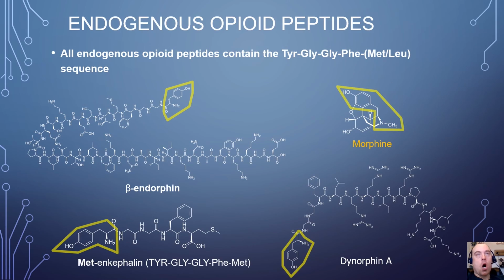Okay, all endogenous opioid peptides contain this tyrosine, glycine, phenylalanine. And then there's one more amino acid that's either methionine or leucine. So this sequence here is common amongst all endogenous opioids, except one might have the methionine and one might have the leucine. So this is met enkephalin, so it has methionine in it. If it had leucine, that would be leu enkephalin. So we have different types, but really it's just a small peptide.